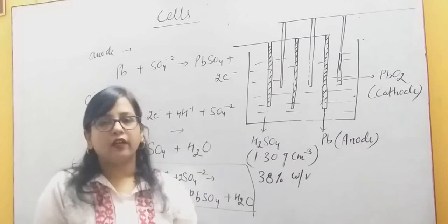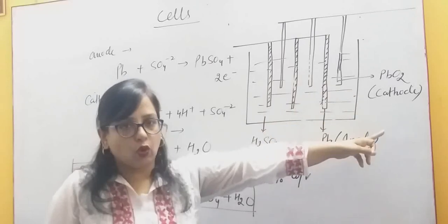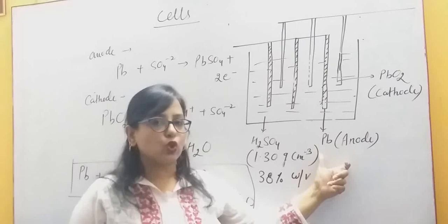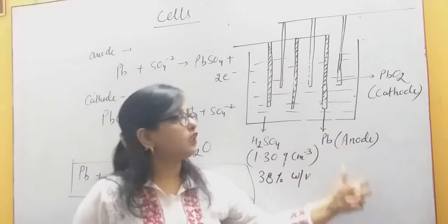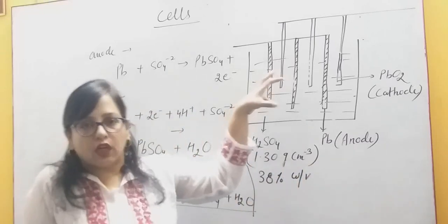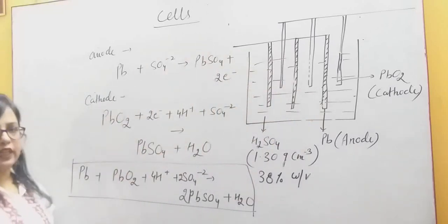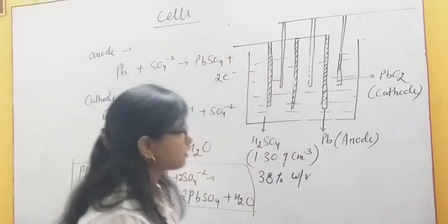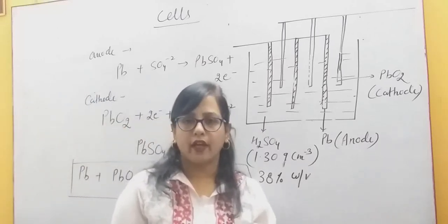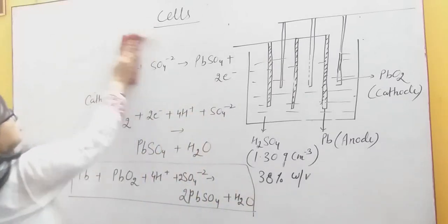I will remind you that lead grid is used as an anode and PbO2 as a cathode. PbO2 is converted after reaction to PbSO4 and Pb is also converted into PbSO4. The density of H2SO4 solution is 1.30 and its percentage is 38% weight by volume. This is the basic concept of secondary cell. Secondary cell means this is a rechargeable cell. You can also use nickel cadmium kind of cell. These cells are rechargeable, like in mobile batteries. So this is a secondary cell.